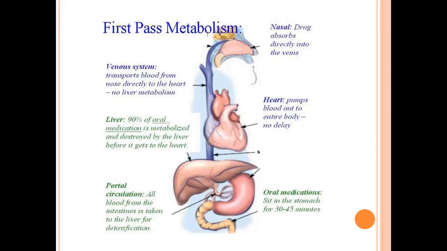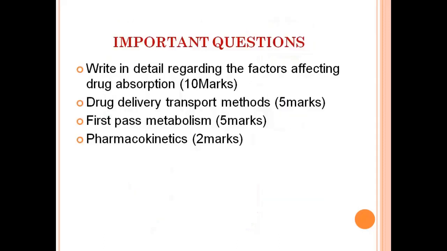So in today's class, what are the things we have seen, students? We have seen about pharmacokinetics, the different carrier methods or the transport mediums. Then we have seen about absorption and the factors affecting the absorption, and we have seen about the first pass metabolism. So the important questions which can occur from this topic are, first one, write in detail regarding the factors affecting the drug absorption. That can be asked as a 10 marks question.